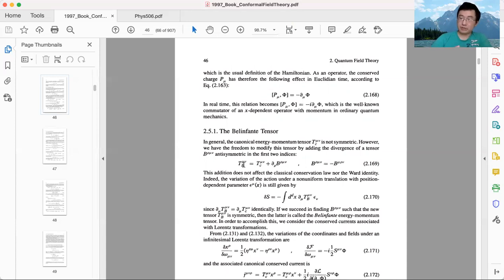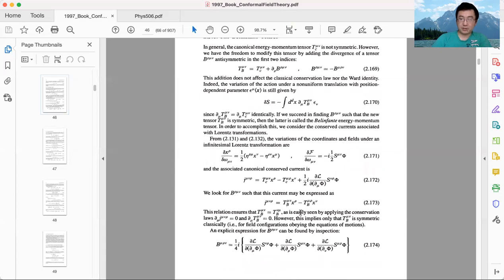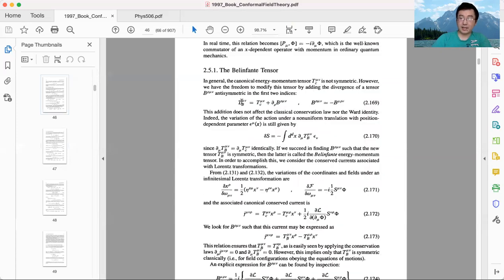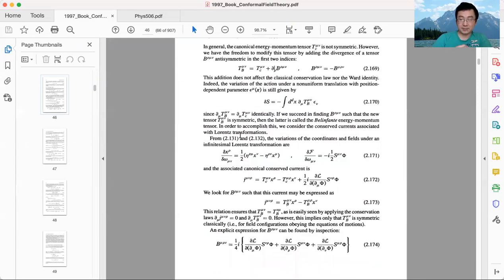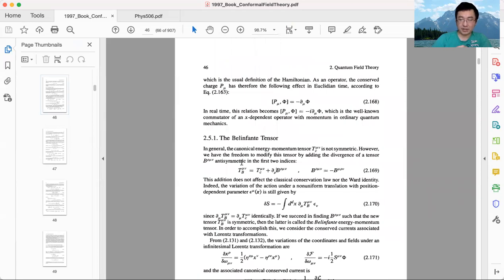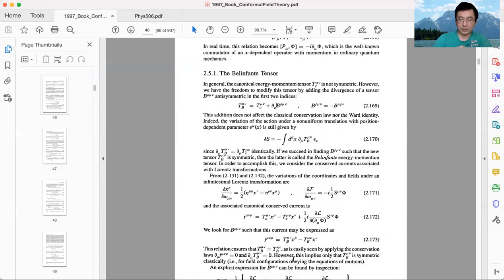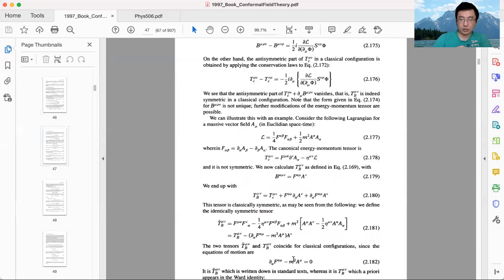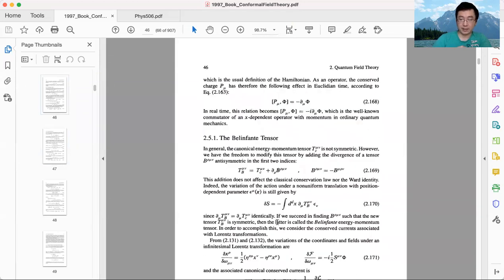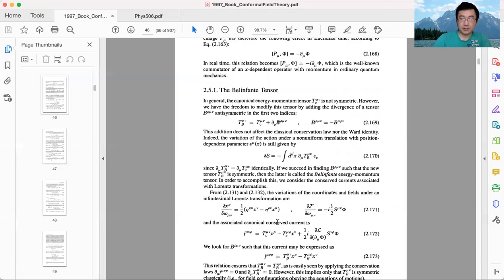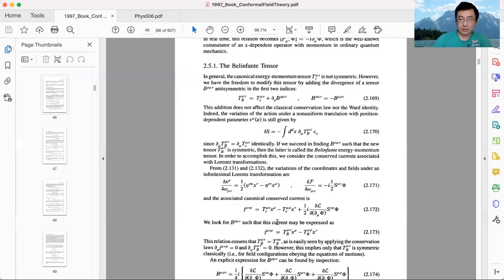The reason for that is twofold. First of all, if we choose this specific B, it makes my energy momentum tensor a symmetric tensor. In general, the energy momentum tensor we define is not symmetric, but if you choose the B I showed you, you get a symmetric tensor. And secondly, this choice gives the energy momentum tensor a very nice connection with curvature and the metric tensor. Let me see where it is.